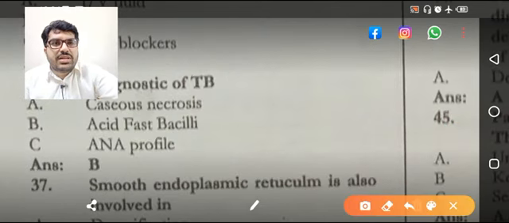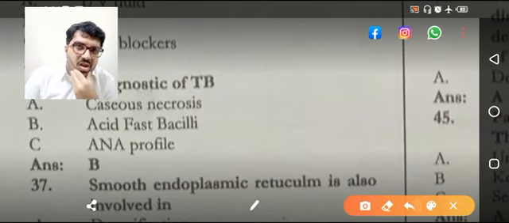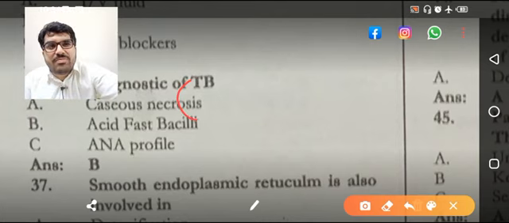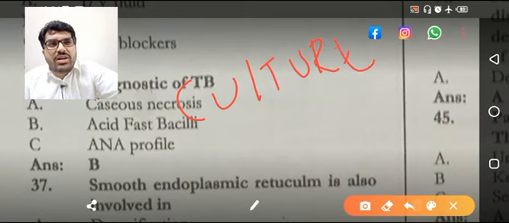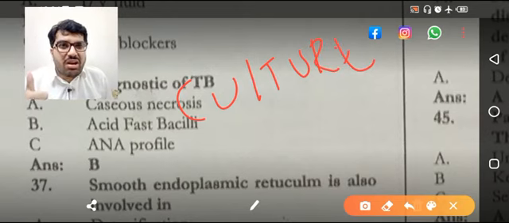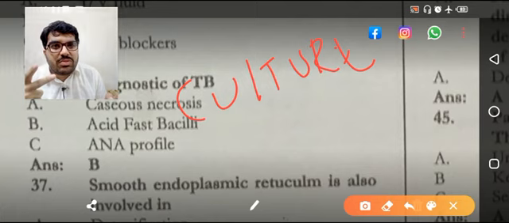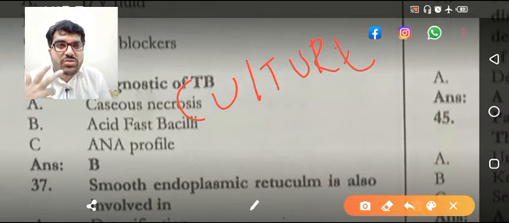Diagnostic of TB. Now what is the gold standard test for TB? The answer is culture. It is always culture, because it will tell you whether there is TB infection or not. It can tell you whether there are active mycobacteria or not, and whether it is Mycobacterium tuberculosis or non-tuberculous mycobacteria. So the gold standard is culture.